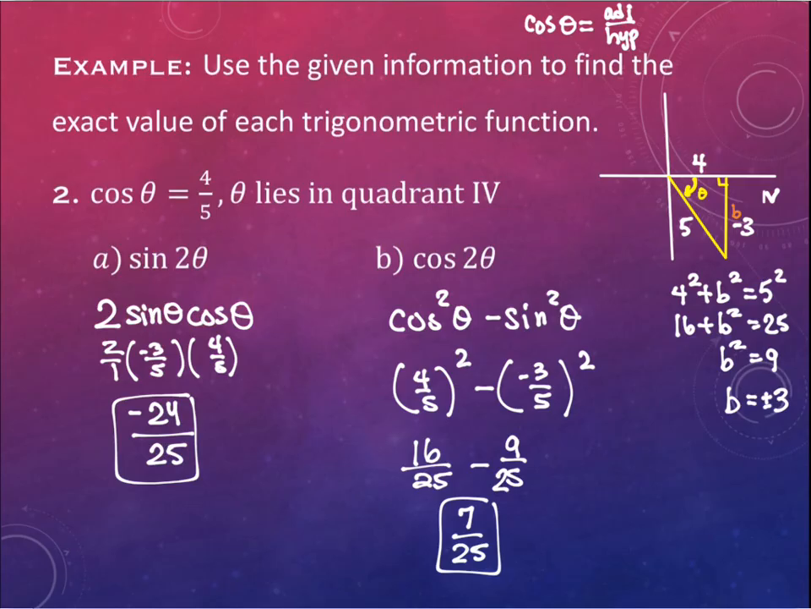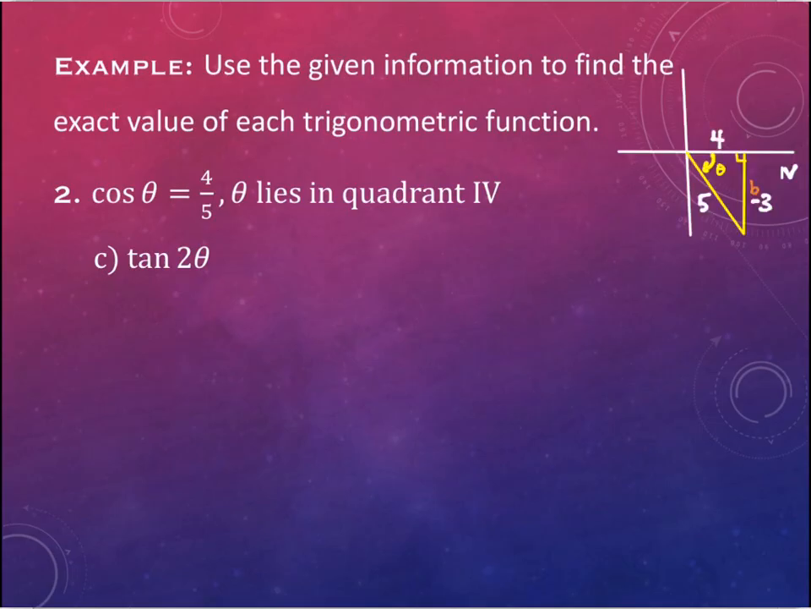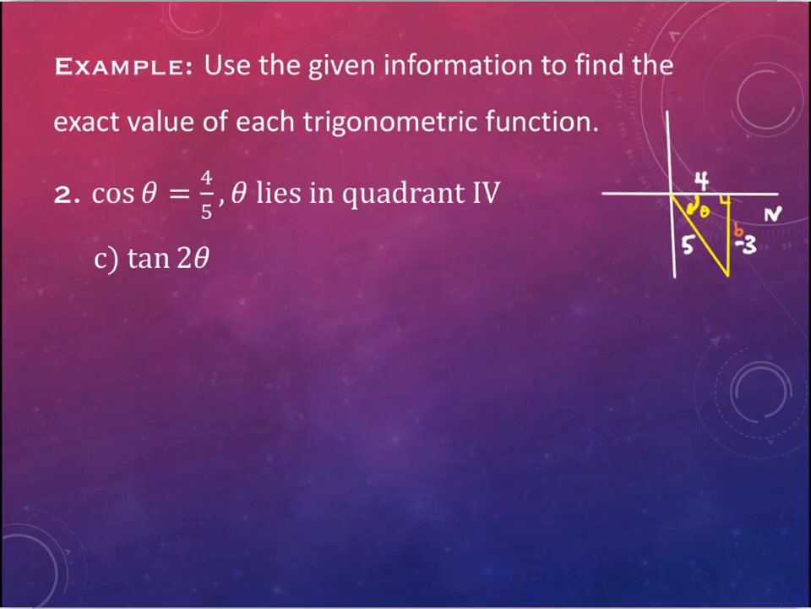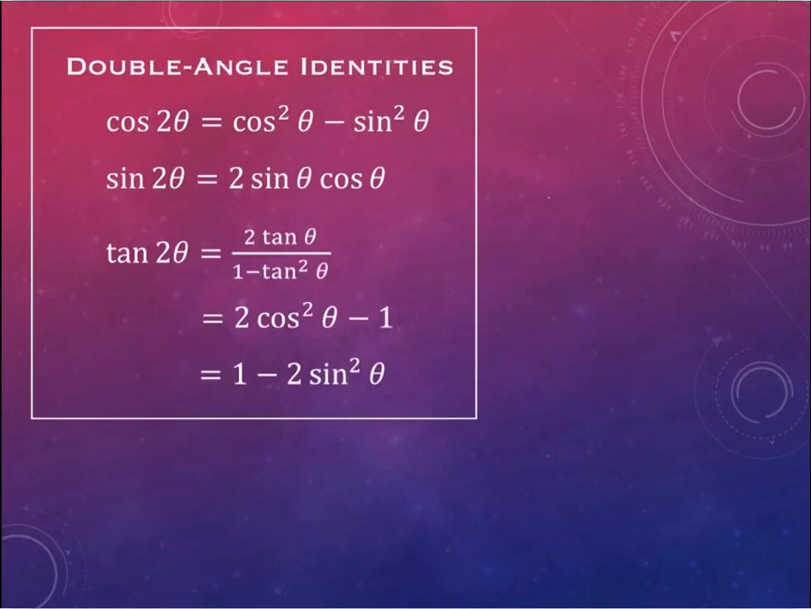Now, there's a third one. It's not on this slide because I don't have space for it. So I'm going to switch slides. But when I switch slides, I want to take this picture with me. So I'm going to do this. Okay. Tangent of 2 theta. Now, we have lots of options for tangent of 2 theta. So I want you to take a look back, and I'll let you guys pick. We have equation 1, equation 2, or equation 3. Which one do you want to use?